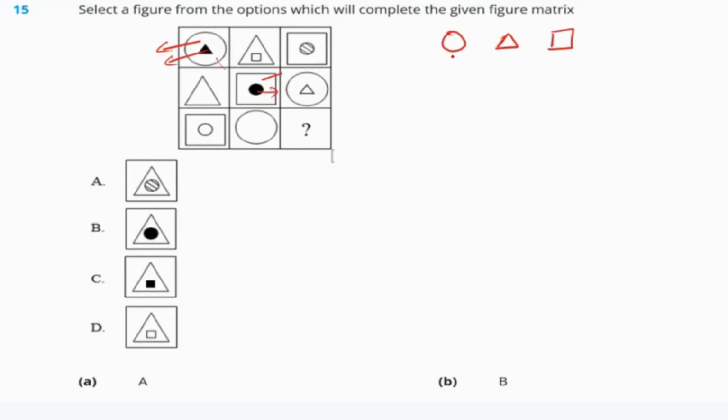Now what is left? We have the triangle. We are left with the triangle because the triangle is done on the inside, so the triangle should be in the outer cover only. And we are left with the square in the inner part. So a square should be there in the inner part, and the square has to be shaded. So that's why option C should be the correct answer.